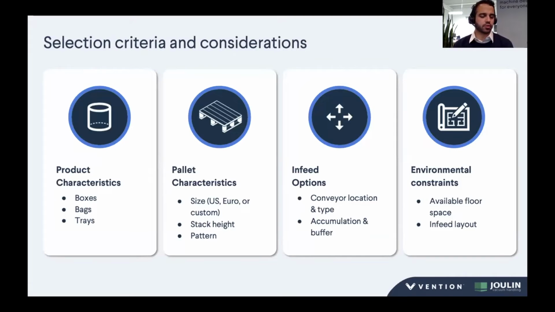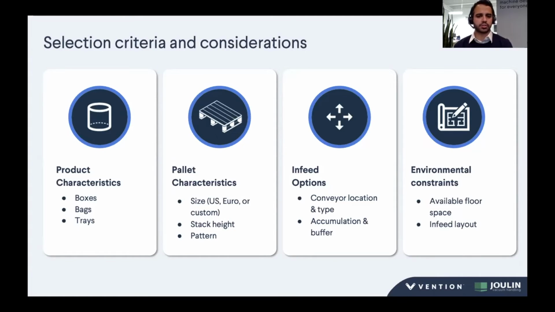And then there's a bunch of other criteria and considerations that go into this. Foremost is the product characteristics. That's why we have Joulin here. That drives a lot to do with the end of arm tool selection. So what is the actual product that's going to be picked? Corrugated boxes? Is it bags? What are the bags made of? How porous is the material? Are they open top boxes? Are they trays with cans on them with a funny geometry on the top that we have to adapt to? All considerations that have to be taken into account.